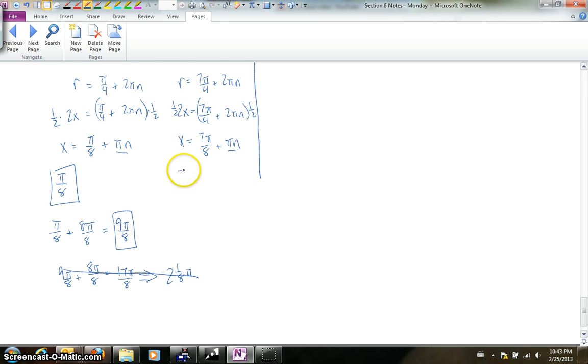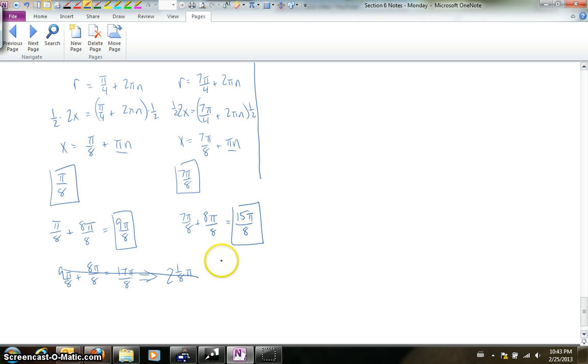From our second answer, 7 pi over 8, that's already an answer. We're going to add 7 pi over 8 plus an additional pi. I can rewrite pi as 8 pi over 8, and I get 15 pi over 8.